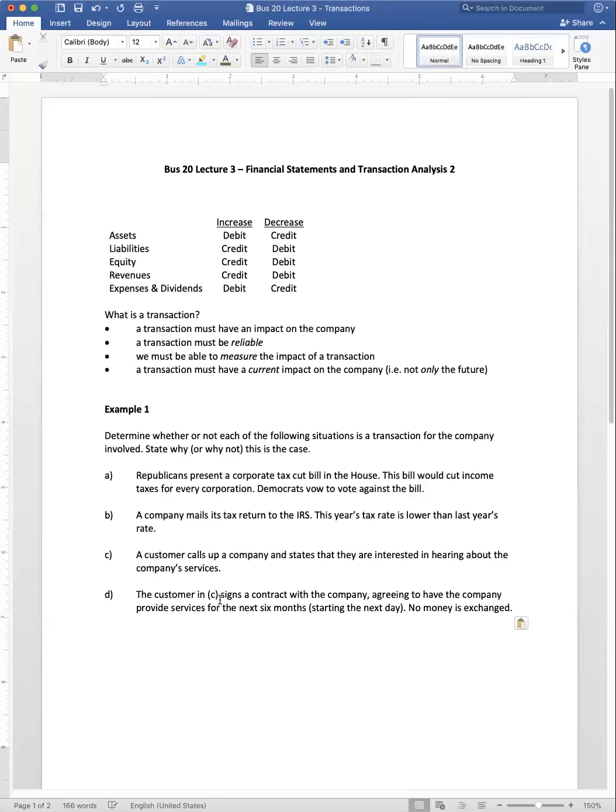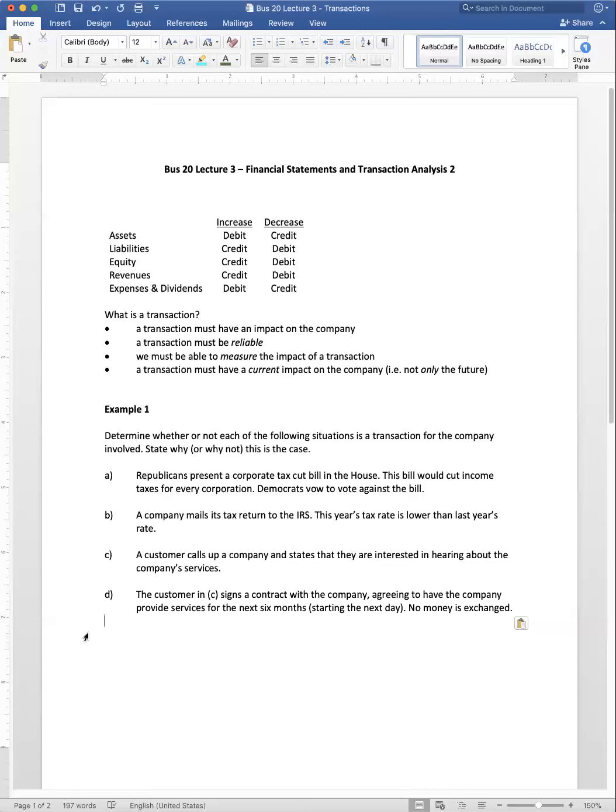So the customer in C signs a contract with the company, agreeing to have the company provide services for the next 6 months, starting the next day. So it's starting tomorrow. No money is exchanged. All right, is this a transaction? All right, again, even if it's not, and we're not sure yet, it's a lot closer than what we had in C. So let's go through.